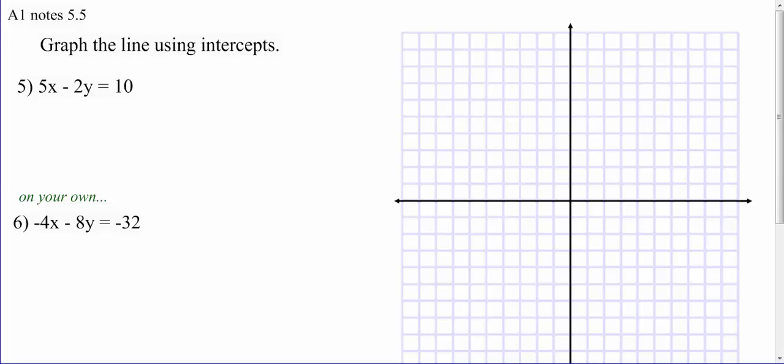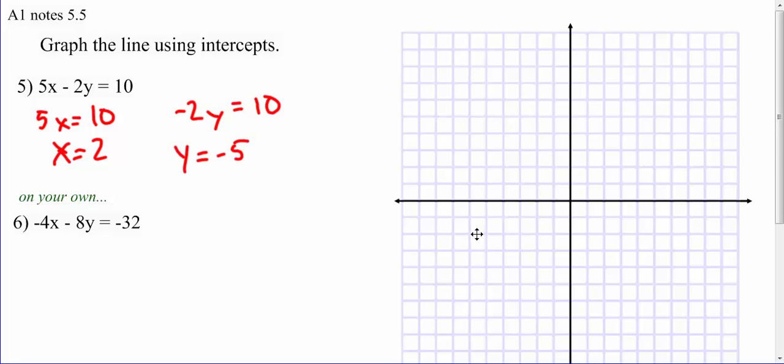Let's continue on. Now we're going to take that process one step further. Instead of just simply finding those intercepts, let's go ahead and graph them. So I've got two equations I can get from this. 5x equals, excuse me, I wrote the wrong number there. 5x is equal to 10, and -2y is equal to 10. If I plug in 0 for y, I'd have 5x equals 10. If I plug in 0 for x, I'd have -2y equals 10. A little division quickly tells me that x is equal to 2 and that y is equal to -5.